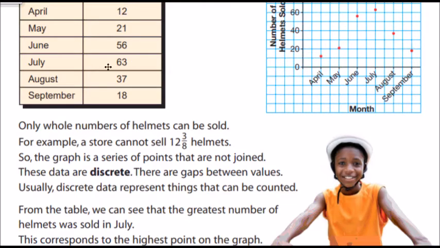From the table, we can see that the greatest number of helmets was sold in July. When I look at the table, I know that 63 is the largest number, so the most helmets were sold in July. And this corresponds with the highest point on the graph. So here's my highest point on the graph, and there is July.